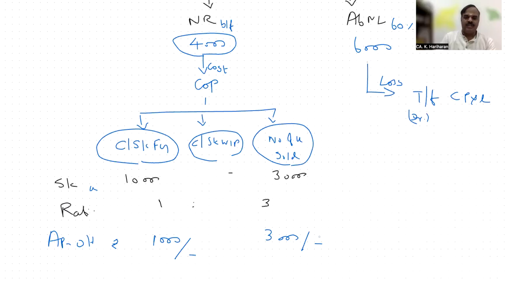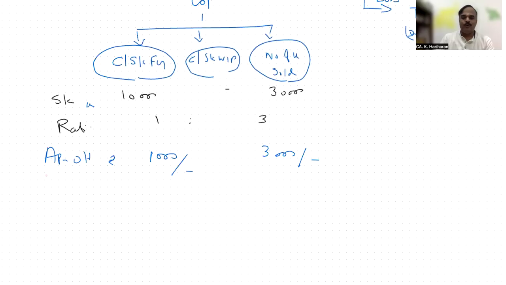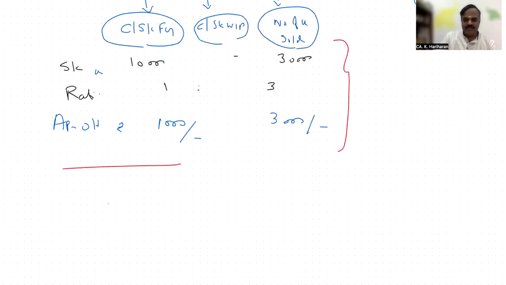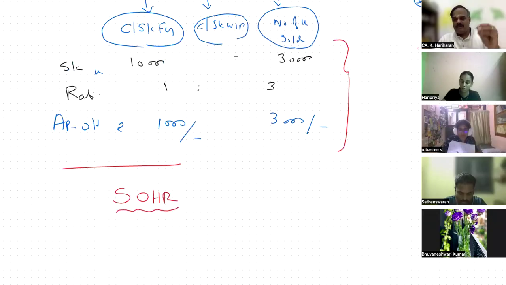The same question I am going to solve by way of the supplementary overhead rate. Yesterday I explained solving the problem using a supplementary overhead rate. Same answer will come, but a different way to approach. Instead of the ratio, we are going to convert it to per unit cost.